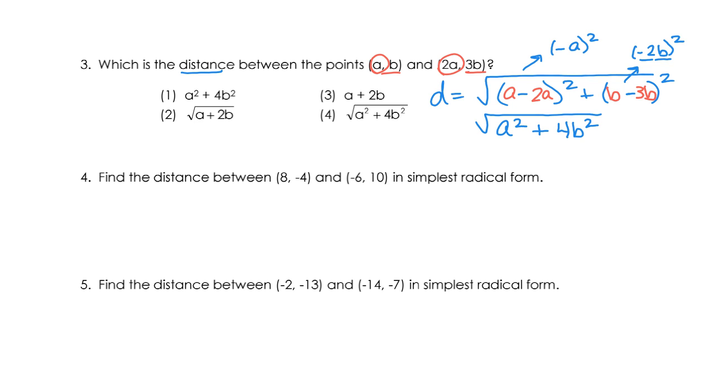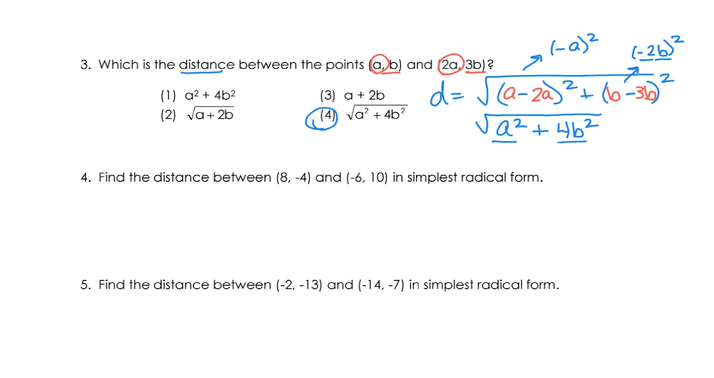Because A squared and B squared are not like terms, you cannot add them together. And because you can't add them together, you can't take the square root. So basically you're done here, and there isn't anything you can do mathematically that's correct to go any further. So we're going to pick choice 4, because that matches.